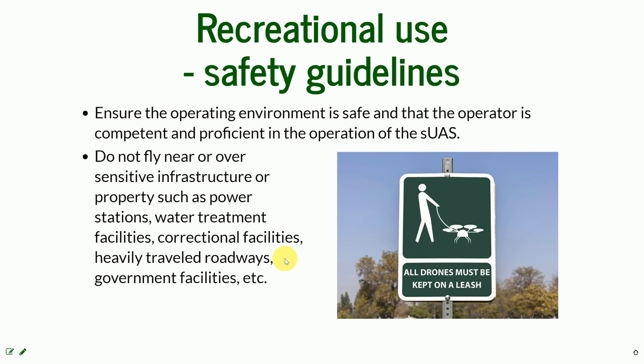There is a rule that is usually regulated by the no drone zones. This includes sensitive infrastructure or property such as power stations, water treatment facilities, correctional facilities, heavily traveled roadways, and government facilities. Some of them are included in the temporary restriction zones or in permanent no drone zones, but recreational users also need to keep in mind that, for example, power lines are not clearly visible. Even if your drone is visible, power line accidents are pretty common with the use of the UAS.